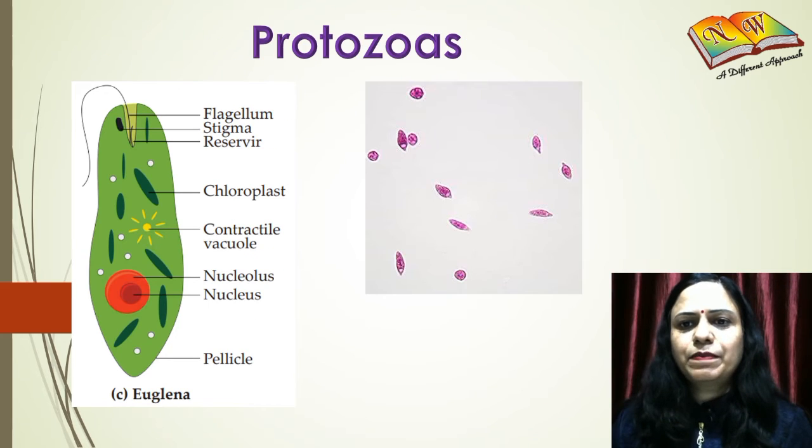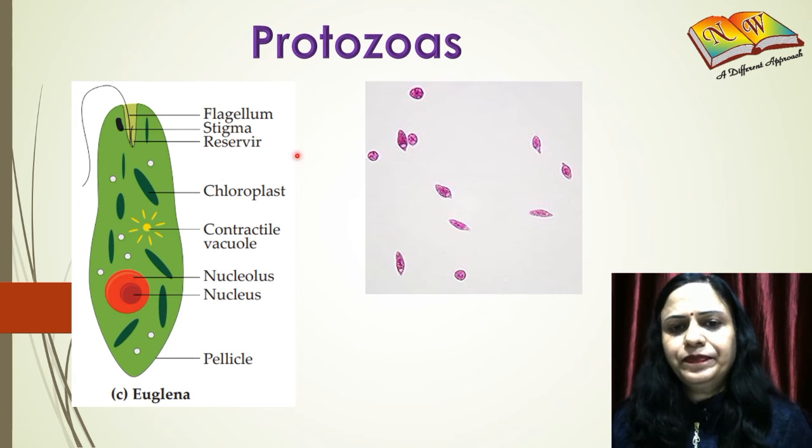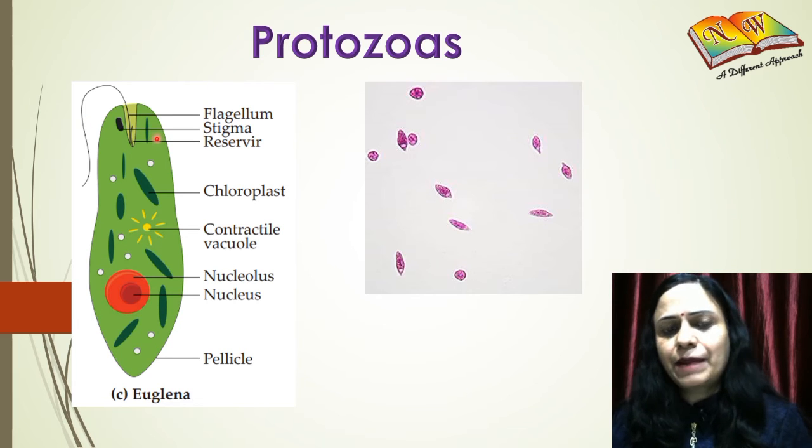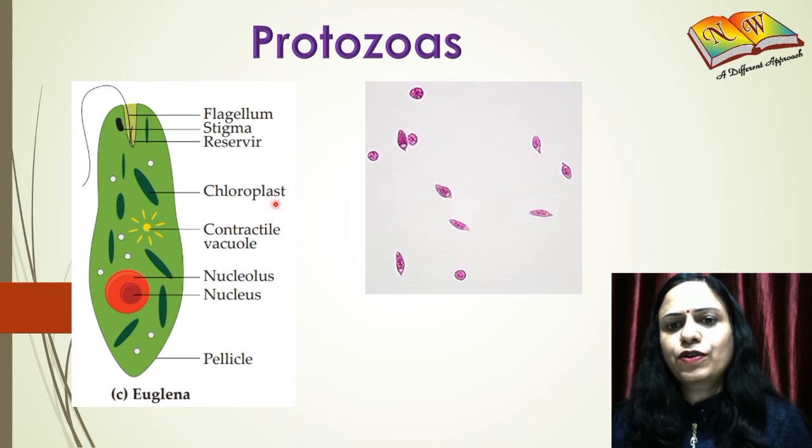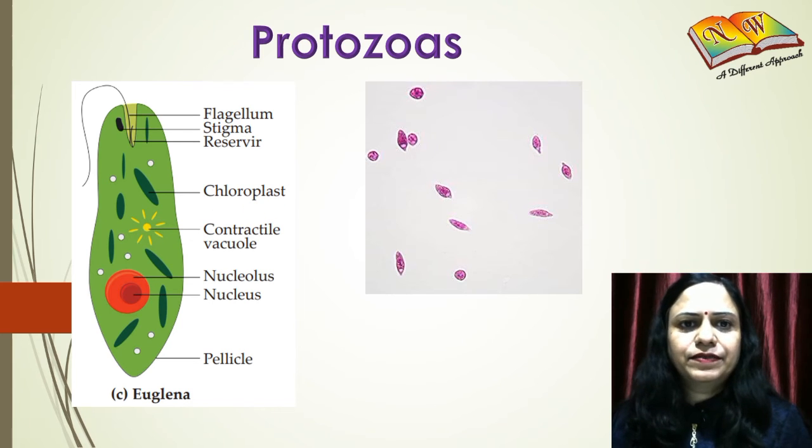This is the microscopic view of the protozoa euglena. It is a green colored protozoa, and it can perform photosynthesis since it has the pigment chlorophyll in it. You can see chloroplast is present in euglena, which is responsible for its green color.